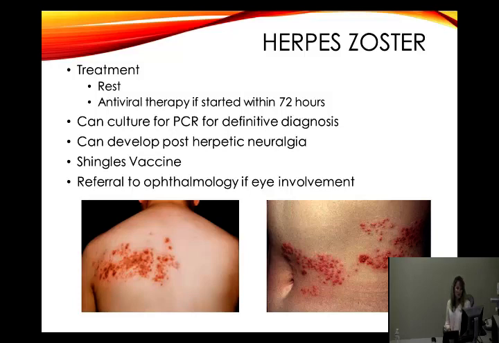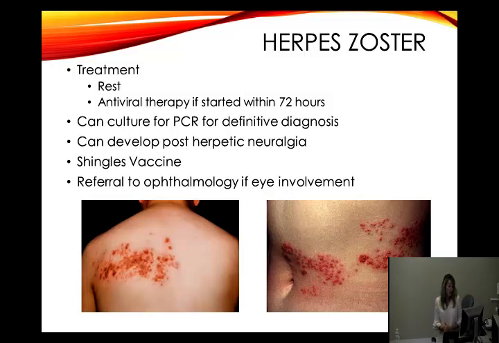People can develop post-herpetic neuralgia, which is the worst part of herpes zoster. They can have extreme pain for up to 18 months after having herpes zoster. So we are strong proponents of the shingles vaccine, and we discuss that with all of our patients who are over the age of 50.